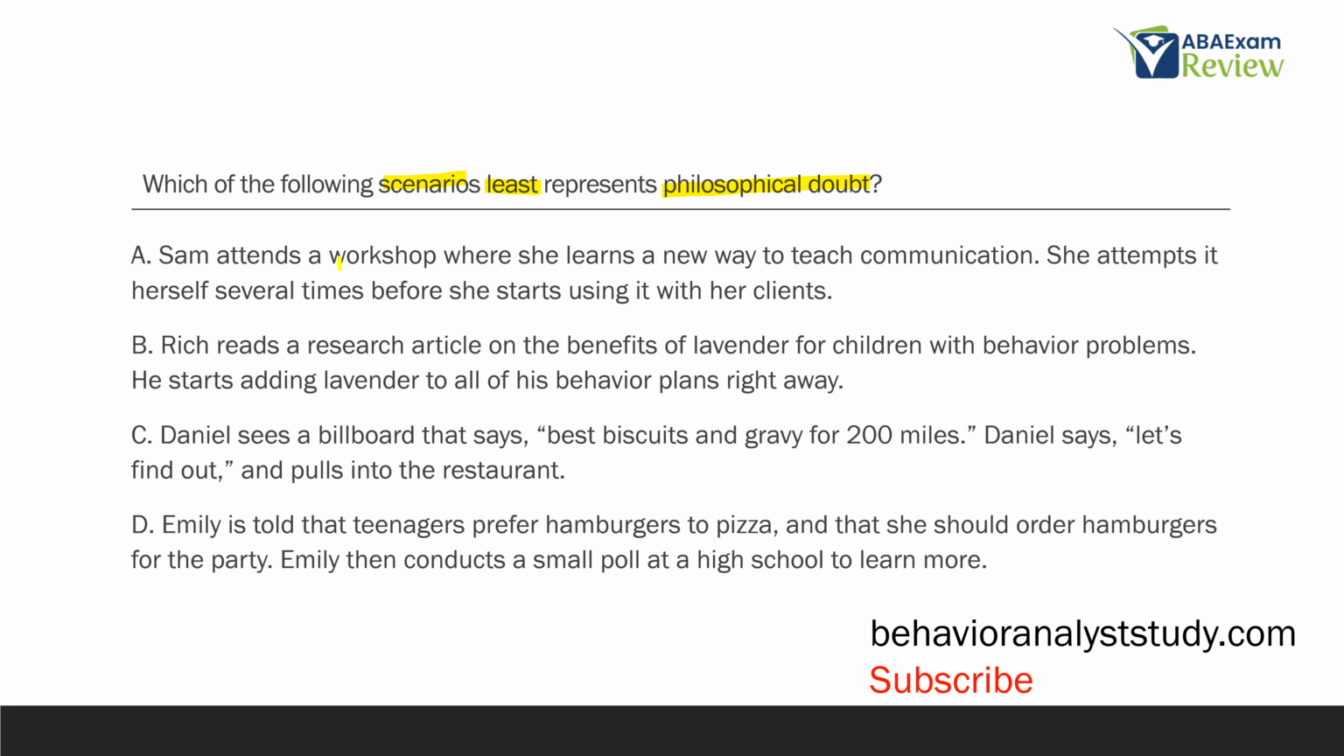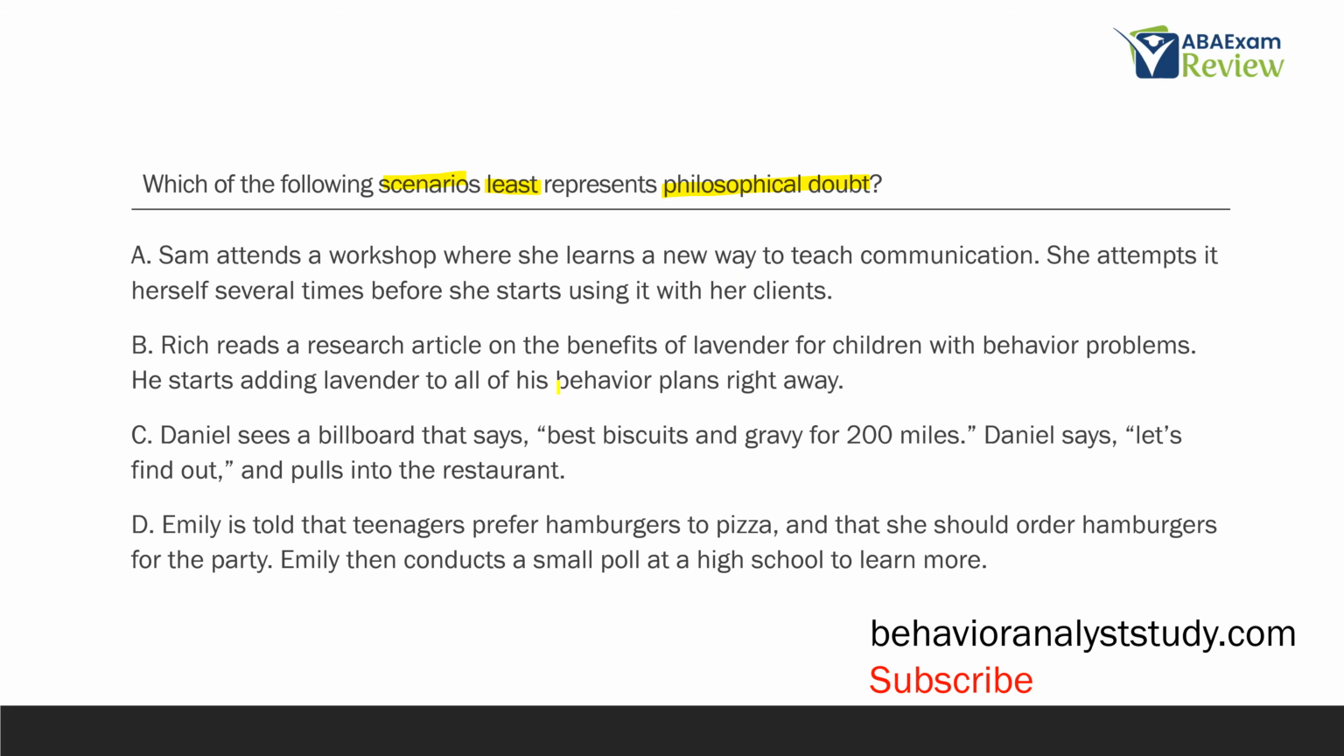So let's look at A. Sam attends a workshop where she learns a new way to teach communication. She attempts it herself several times before she starts using it with her clients. So this is pretty good, right? Now, when we're dealing with our dimensions and our assumptions, a lot of them have a lot of similarities. Don't argue with the question. Just pick what the question is looking for. Sam learned this new way from a workshop, but before she implemented it, she decided, I'm going to do it myself several times, saying, I want to make sure this works. So A is pretty good.